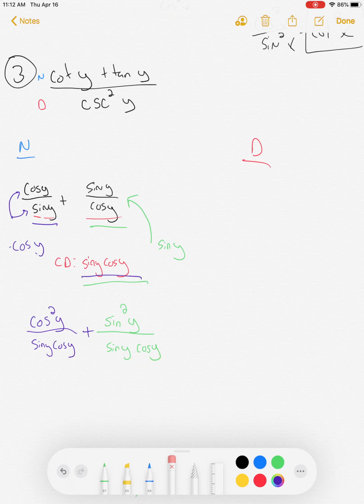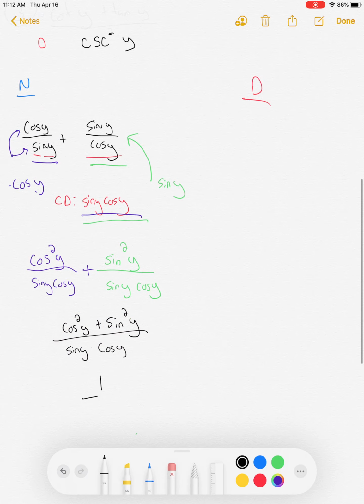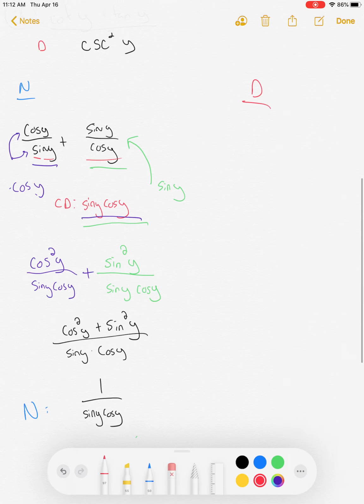Now I can combine these two. I have the same denominator. This and this are the exact same, so I can smash the two fractions together. My bottom is going to be sine of y, cosine of y. That's a multiply in between. The top is cosine squared y plus sine squared y. Hopefully you had that Pythagorean bell go off in your head. Cosine squared plus sine squared should give me 1 over sine of y, cosine of y. Okay, that is what my numerator reduces down to.